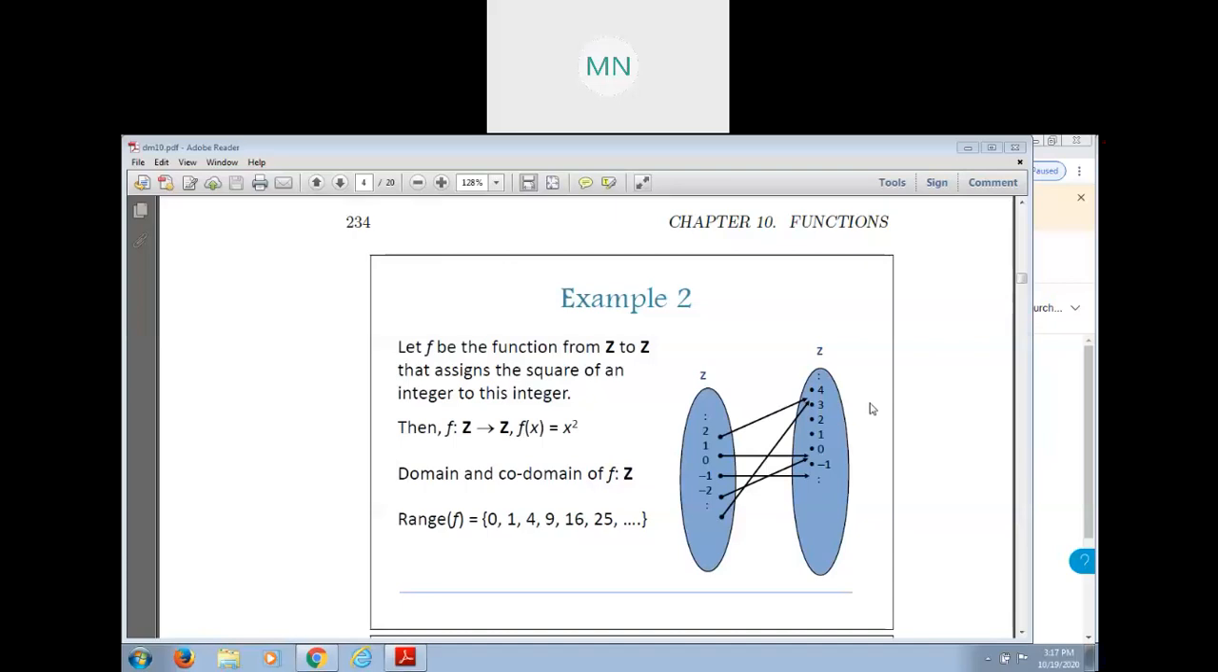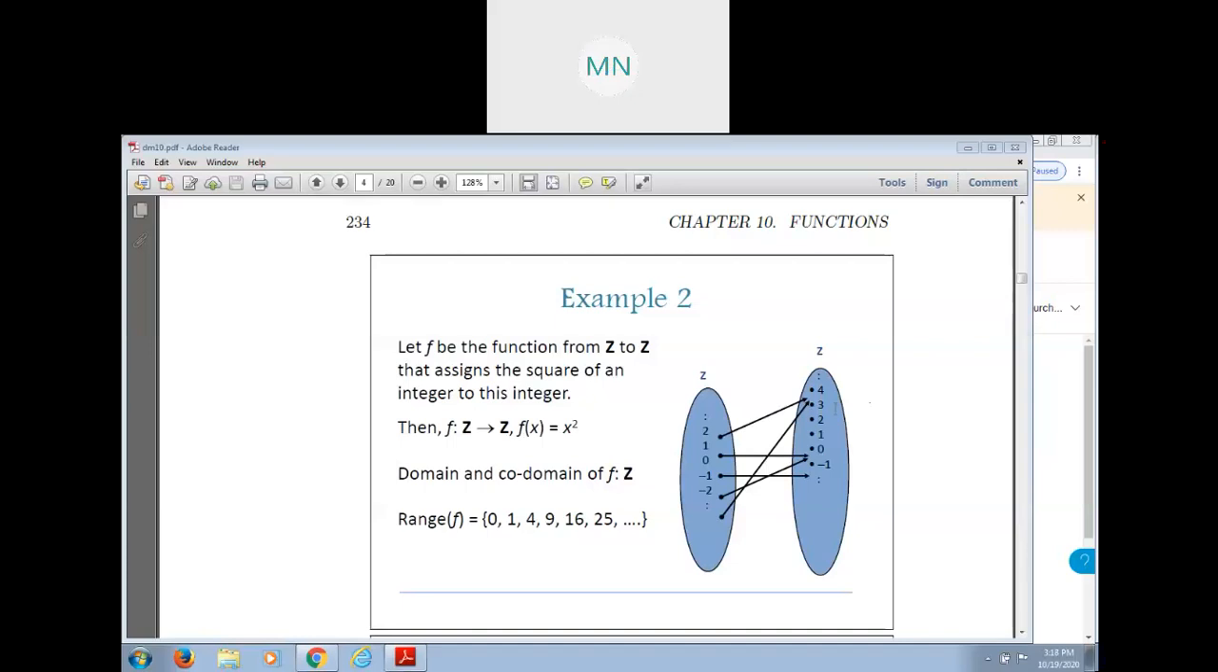Elements of Z are what? All the positive numbers are integers. All the positive and negative numbers: -1, -2, yes, it is correct. -1, -2, 0, 1, 2, 3, and so on.